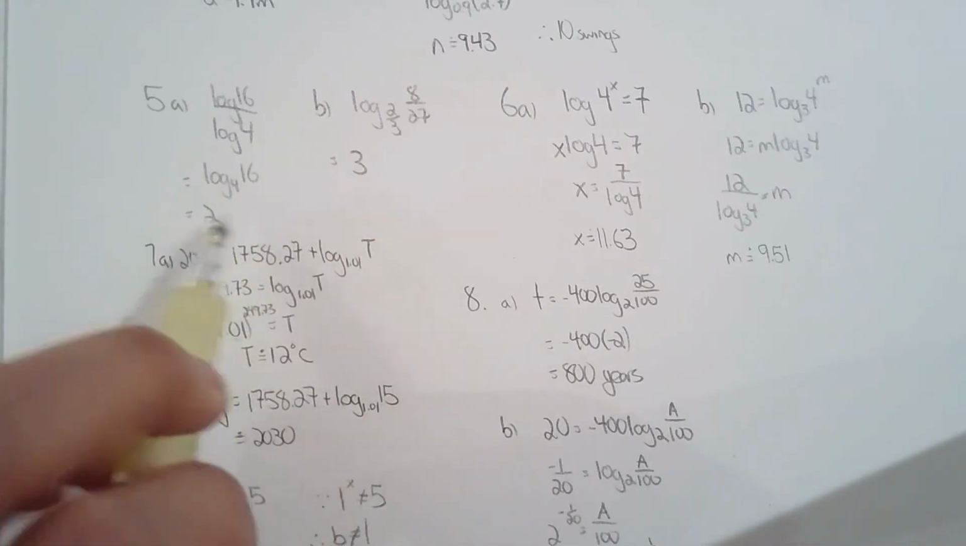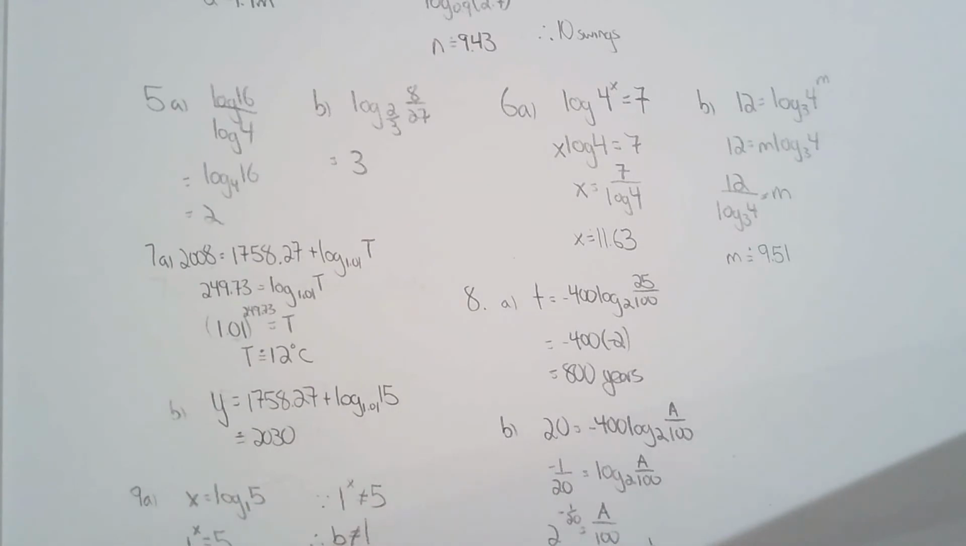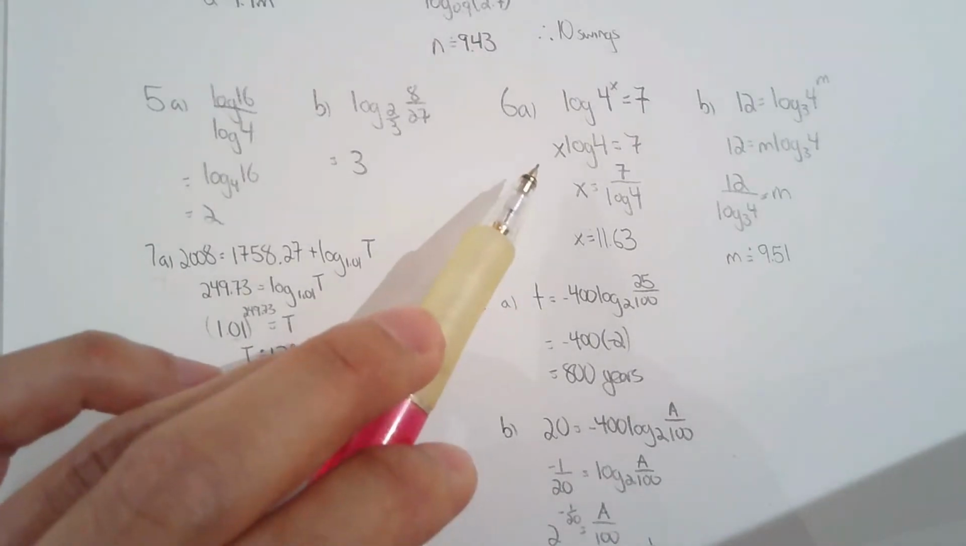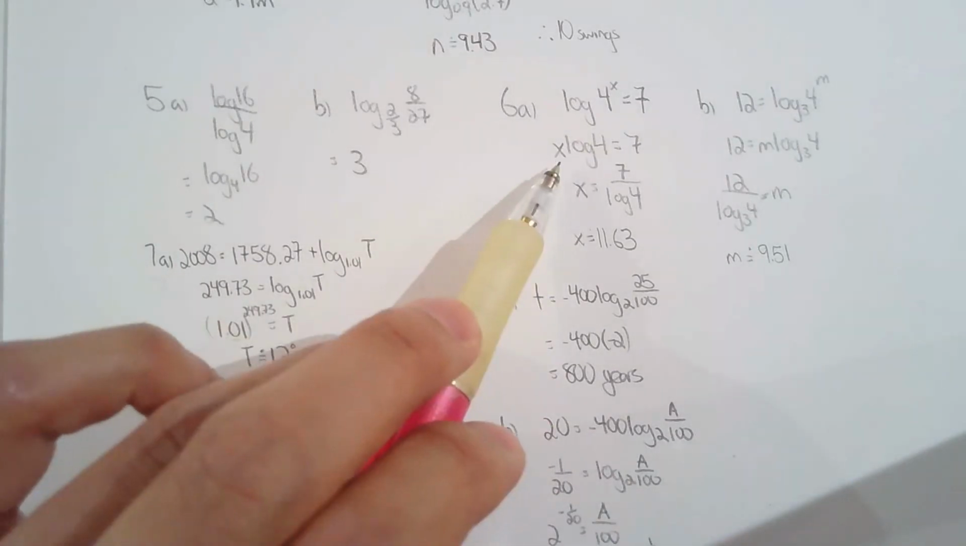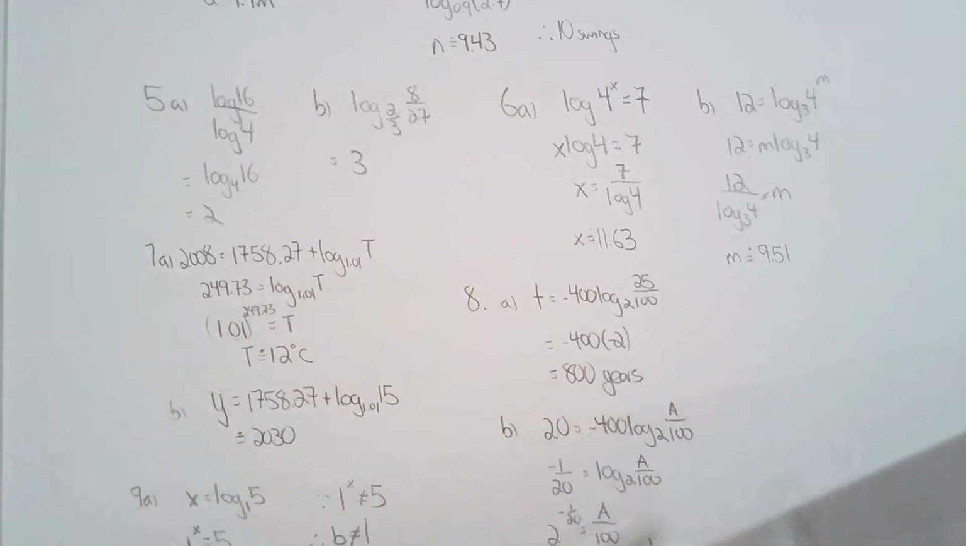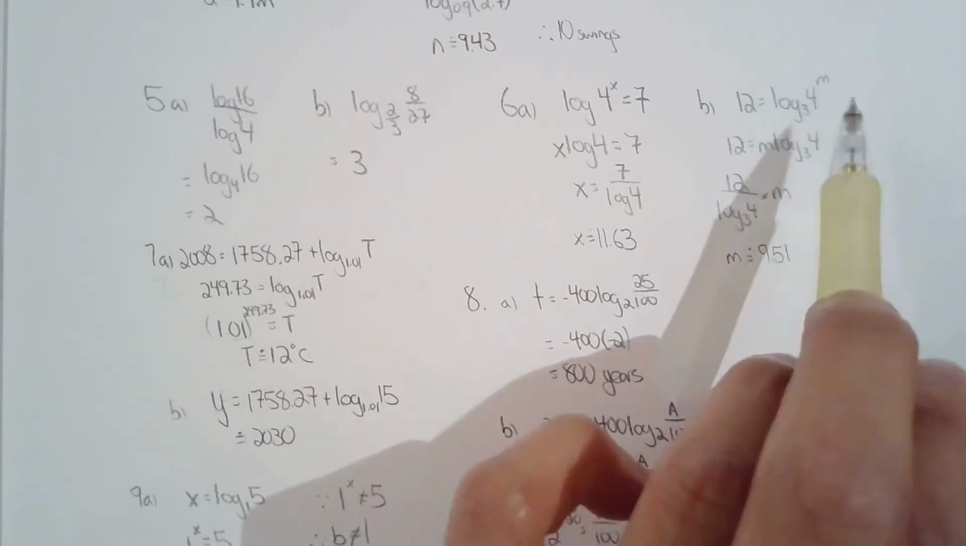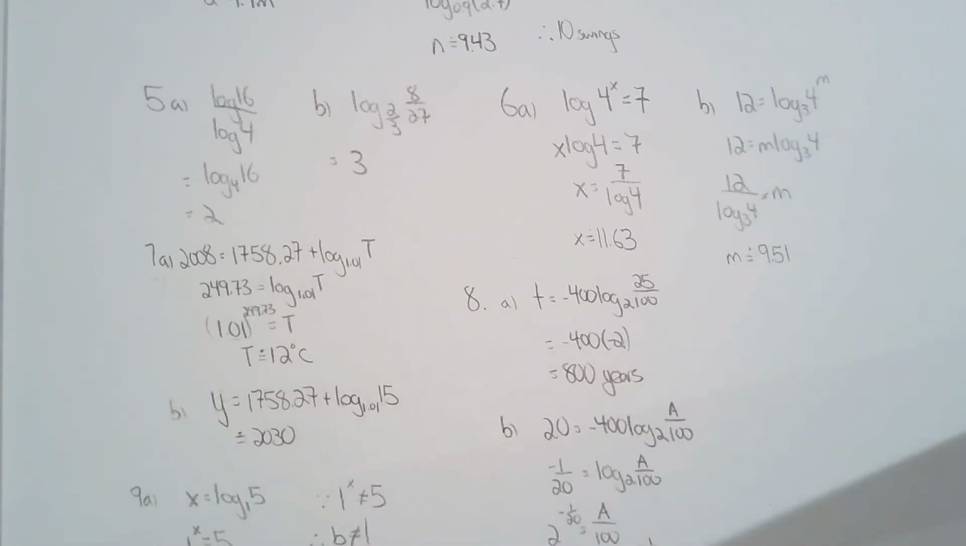Like 4 squared, you should know is 16. For 6, we did the power law of logarithms, and then just solve for x. Yep, power law of logarithms and solve for m for 6b.